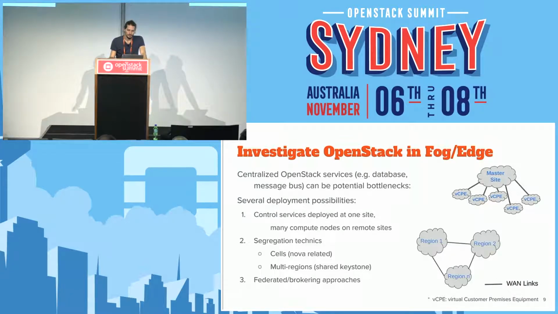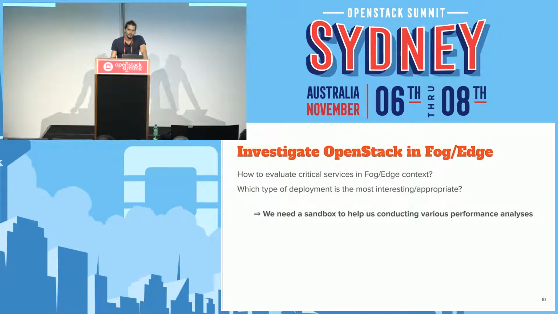The topic of this talk is not to give the pros and cons of such deployments, but what is interesting is that we have to investigate many situations, many deployments and configurations. So two questions arise. The first one is how can we evaluate such critical services in the specific context of Fog computing, and how can we evaluate different deployment strategies? For that, we need to propose a sandbox to help us conduct various performance analyses of OpenStack. This is the goal of EnOS.